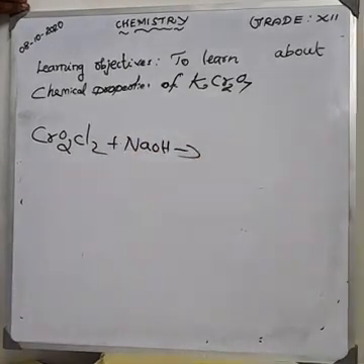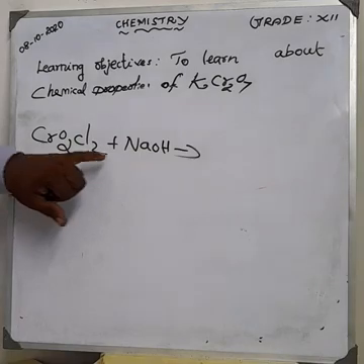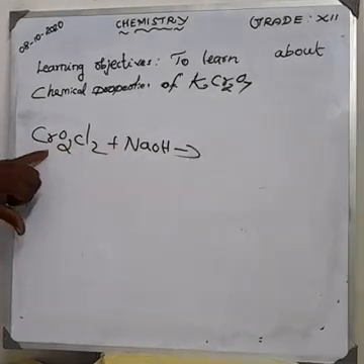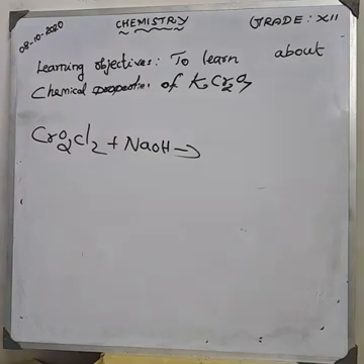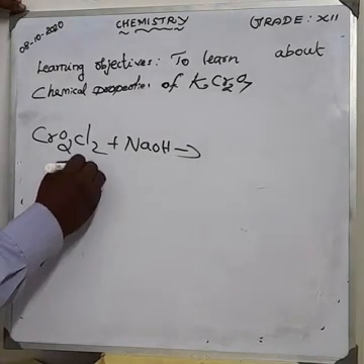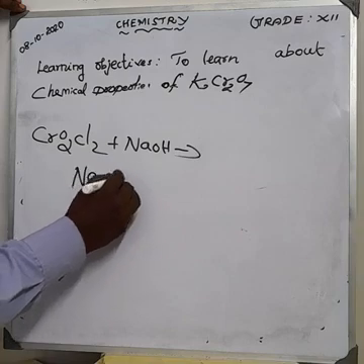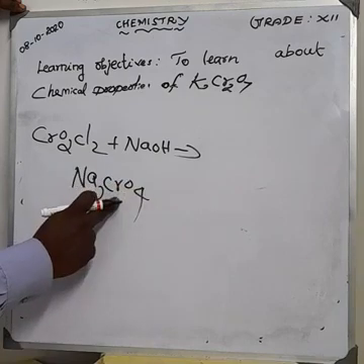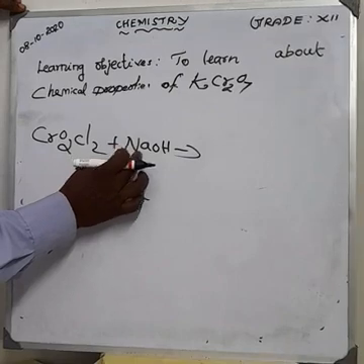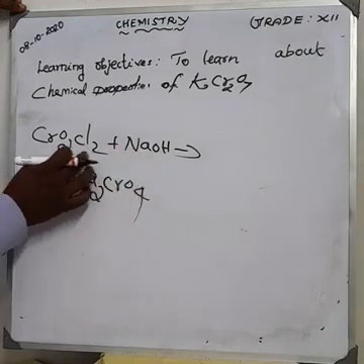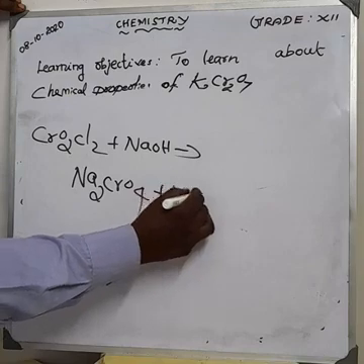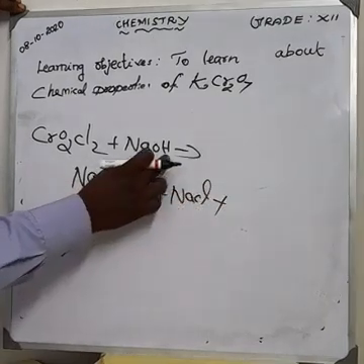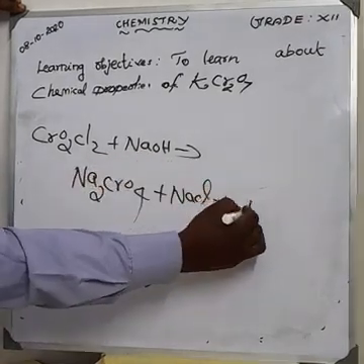So what are the possibilities? Here, this sodium combines with this chromate chloride, we get sodium chromate. What's the product? Sodium chromate. What's the formula? Na2CrO4. This sodium combines with the Cl to form NaCl, and also hydrogen combines with oxygen to form water.